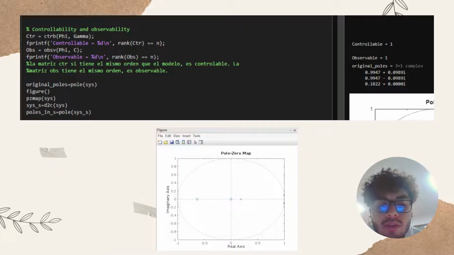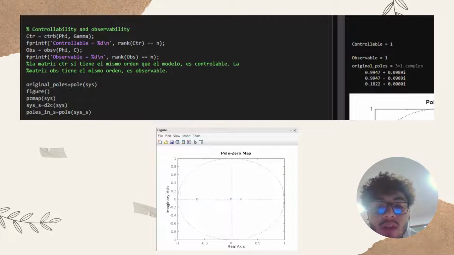In the third part of this evidence, we have the model of the last assignment. We use that. In my case, I use the second model, which is a third order model. In this part of the code, we convert the given transfer function into a state space model.